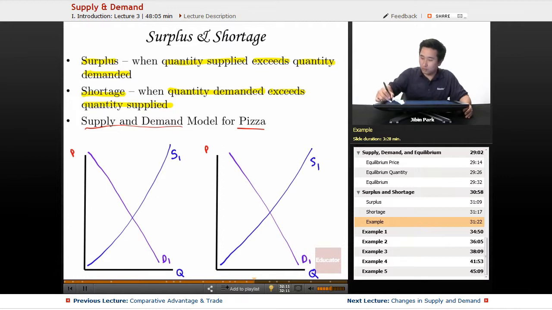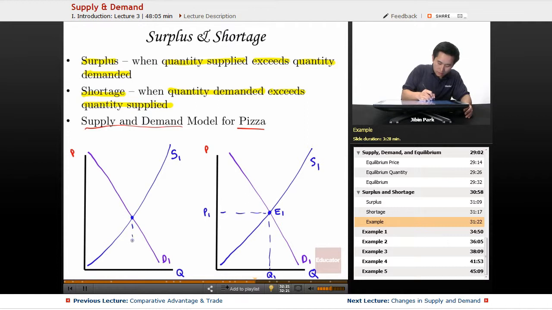And so the equilibrium price is the intersection of supply and demand. So this is Q1, P1, and this is E1 here. And this is also Q1, and this is P1 here. So a surplus situation is when the quantity supplied exceeds the quantity demanded. So for example, let's say you are trying to charge P2 right here.